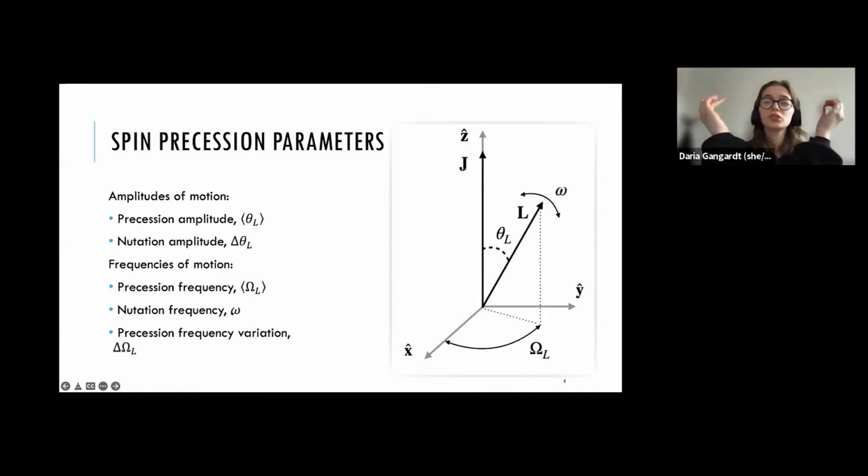Nutations introduce a raising and lowering of the orbital angular momentum. And so this induces a change in the theta L that we call the nutational amplitude, but also the frequency with which it's raising and lowering is the nutation frequency. As well as this, nutation will also mean that our azimuthal frequency, omega L, will also vary. So to complete the picture, we also included a precession frequency variation, delta omega L.